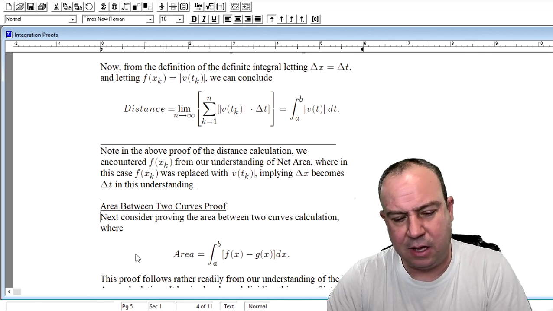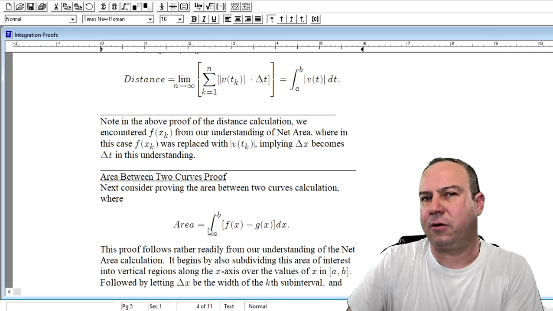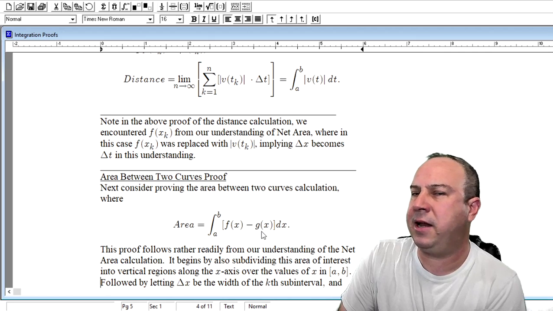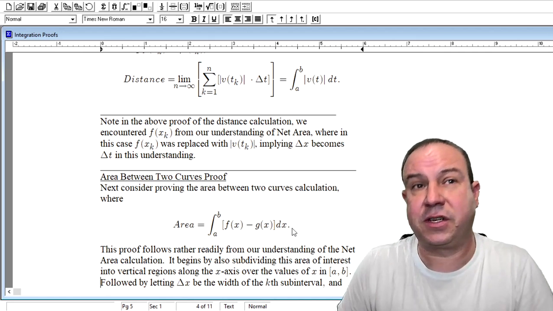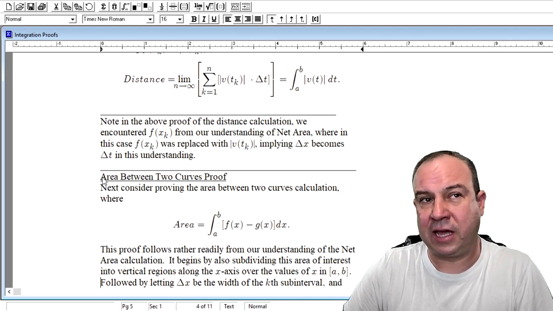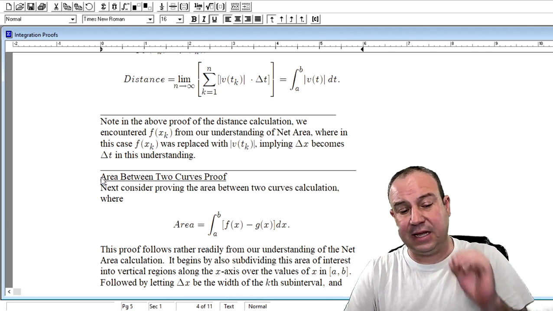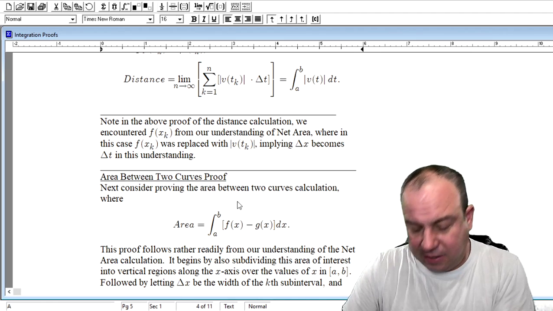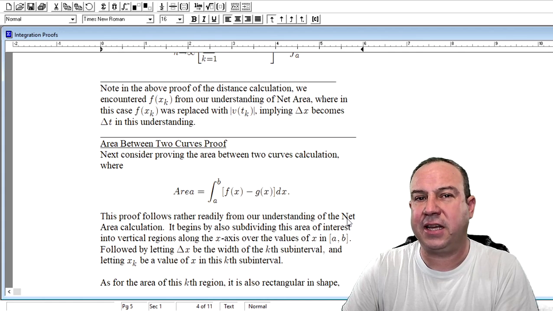I did show you a quick way to understand this by simply thinking of it as an integration process that distributes itself across the difference, and then you are finding one net area minus another, which is going to leave you the physical area trapped between two curves. That is what we are looking at here with area. It's not net area trapped between two curves, it is physical area trapped between two curves. It does also follow rather readily from our understanding of net area.